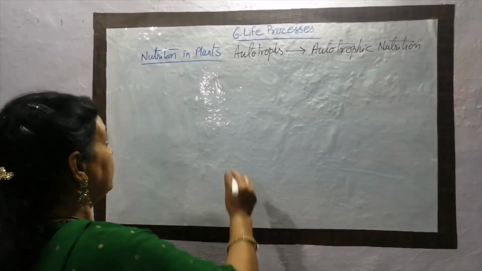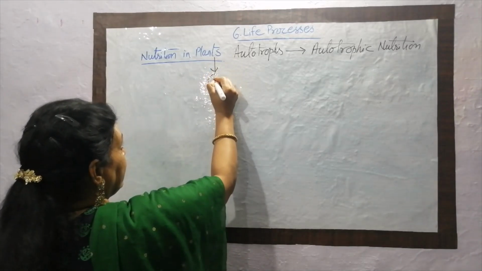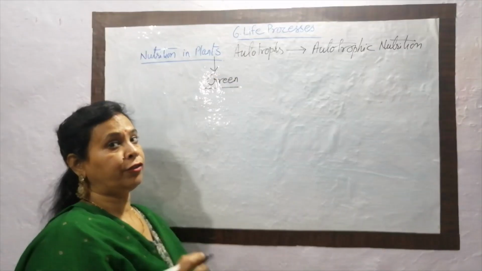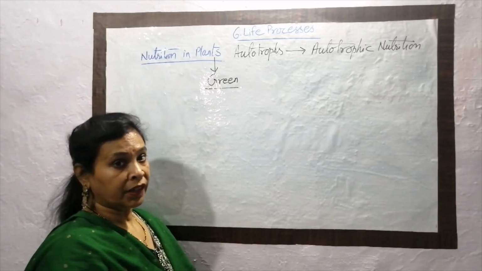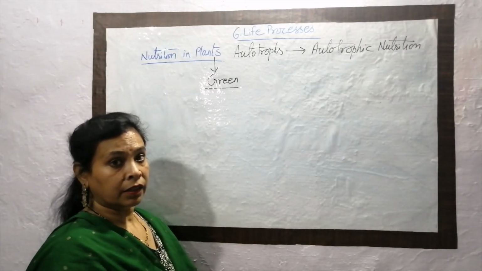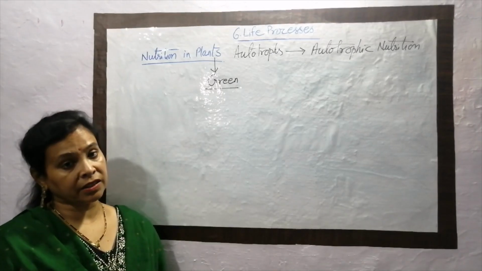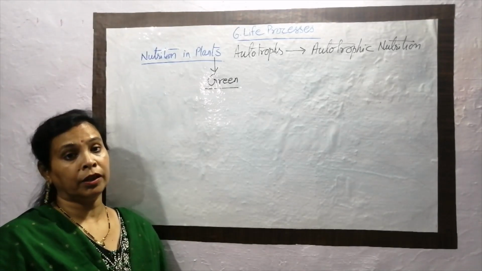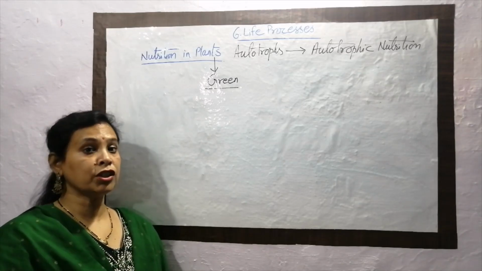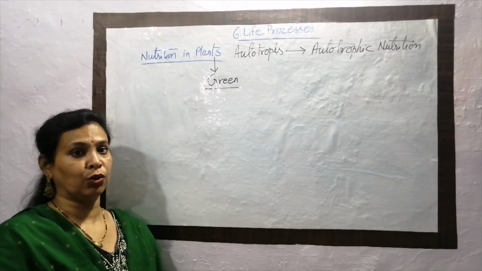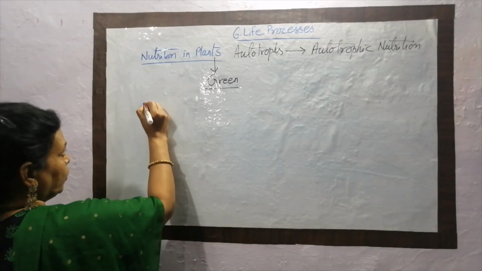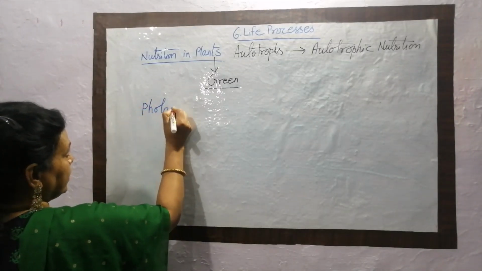We know very well, plants are green in color. Green is a special feature present in the plant. The leafy part of the plant is green. Only green plants are capable of preparing their food. And the process of preparation of food is actually called photosynthesis.